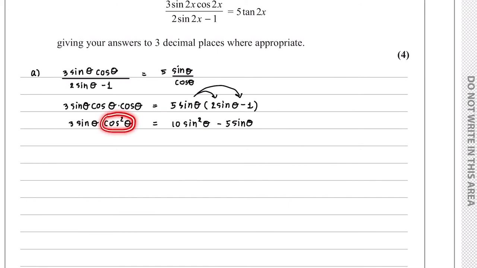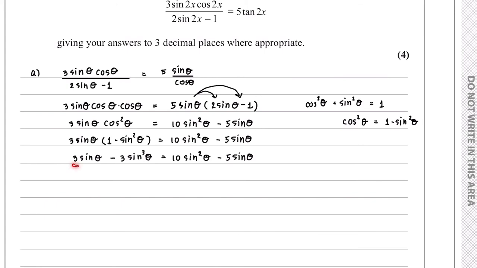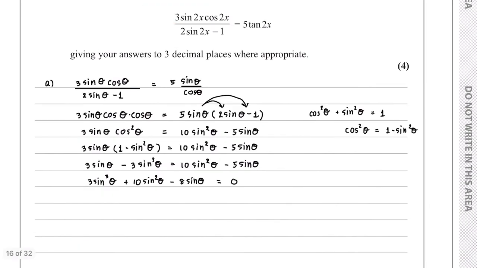We can change this one to be sine theta from cos squared theta plus sine squared theta equals 1. From this identity, we can see that cos squared theta equals 1 minus sine squared theta. So it will be 3 sine theta times 1 minus sine squared theta. And we will have 3 sine theta minus 3 sine cubed theta. And then we move all the terms in the left-hand side to the right-hand side. So it will be 3 sine cubed theta plus 10 sine squared theta minus 8 sine theta equals 0, which is the same as this one. So here is the answer.